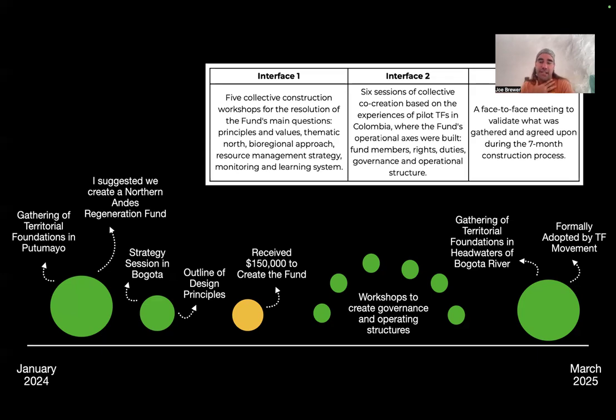There were 6 sessions of co-creation based on experience of pilot work in 3 territorial foundations, which were Putumayo, Barichara, and Bogota, where the fund's operational axes were built to see who are the fund members, what are their rights, what are their responsibilities, and what are the operational structures of the fund. And then we had an in-person meeting to approve all of this. So basically a huge amount of work happened last fall into this spring, and now we're entering a new phase.